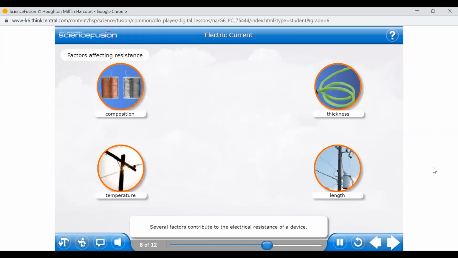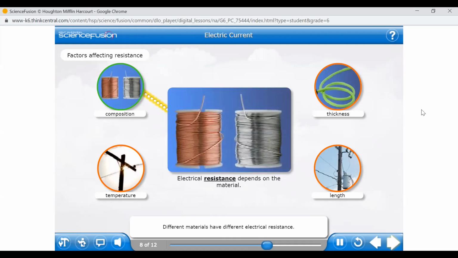Several factors contribute to the electrical resistance of a device. Click each image to learn more. Different materials have different electrical resistance. Copper has low electrical resistance. It's used to transmit electricity. Nichrome, a material made up of nickel and chromium, has a higher electrical resistance. Because of its high resistance, electric charges moving through this metal produce energy in the form of heat. Nichrome is used in toasters to toast bread.